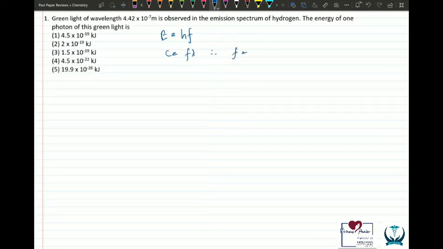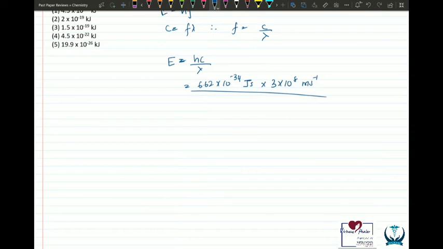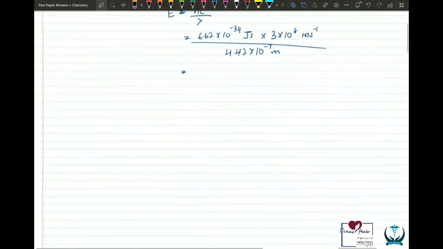Therefore, f = c/λ. So if we substitute this into the E = hf equation, we get E = hc/λ, which is equal to 6.62 × 10^-34 joule seconds times 3 × 10^8 meters per second, divided by 4.42 × 10^-7 meters. Simplifying this gives us 4.5 × 10^-19 joules.